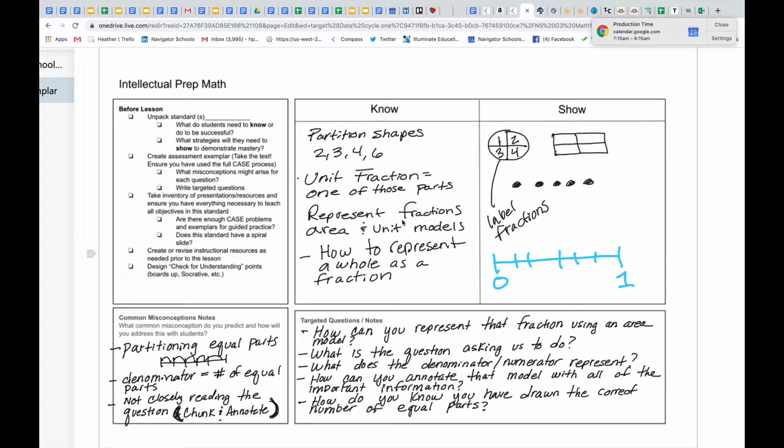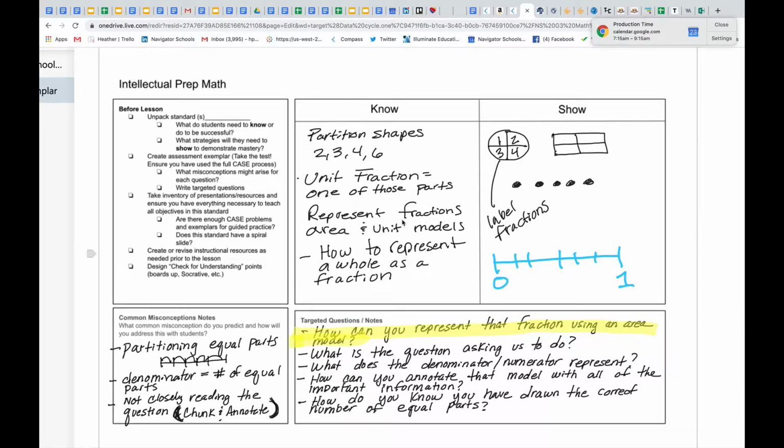All right, I went ahead and wrote some targeted questions for this standard, and a targeted question can really be specific around the standard. It can also be general questions that you could use for other standards as well. So I'm going to go through them really quick with you. The first one I put is, how can you represent that fraction using an area model?